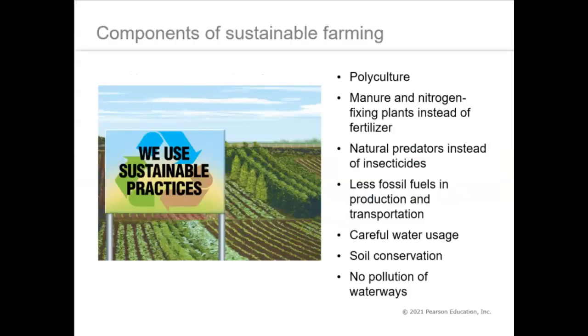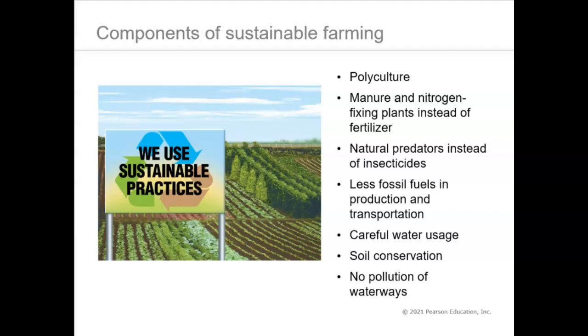So some components of sustainable farming: they typically have a polyculture, so lots of different plants growing. They use the application of manure, and they also have nitrogen-fixing plants planted instead of commercial fertilizer. They try to rely on natural predators instead of insecticides, whether that be birds or other insects. They try to use less fossil fuels in production and in transportation. They're careful about their water usage, so they're not using more water than is needed.